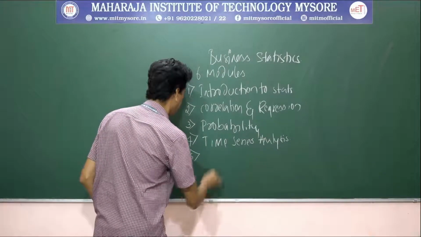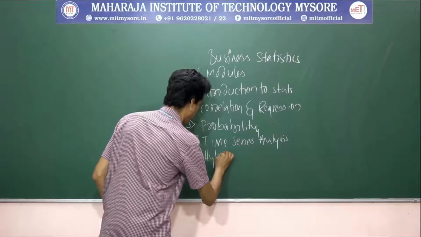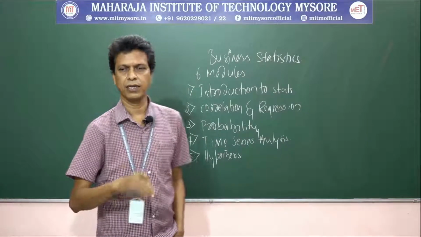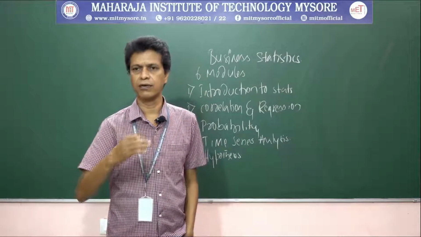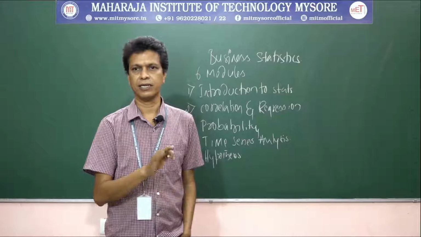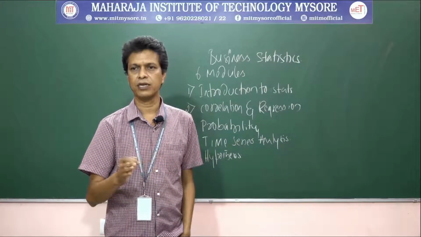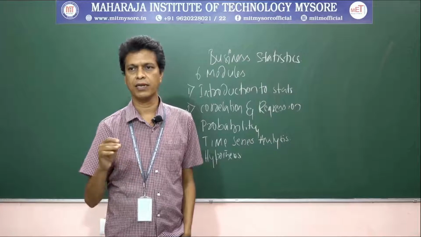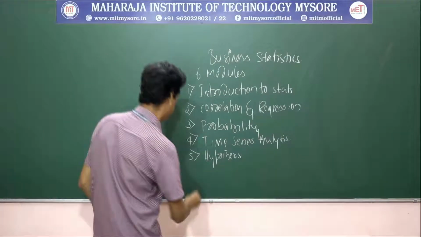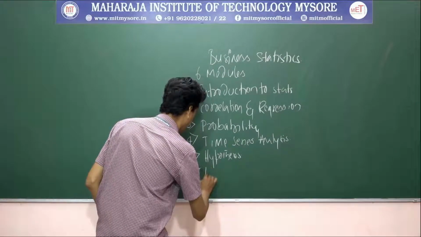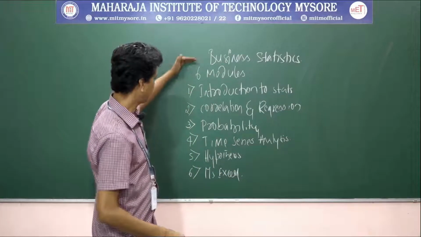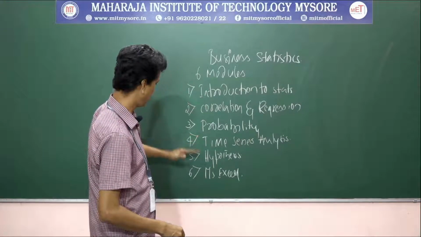And the fifth module is about hypothesis. Basically, it's about the hunch or idea or the feeling of the business researcher, and how we are going to test this hunch or this idea so that we can decide to accept or to reject this idea. So, this we will study in this fifth module, and the sixth module is about MS Excel.